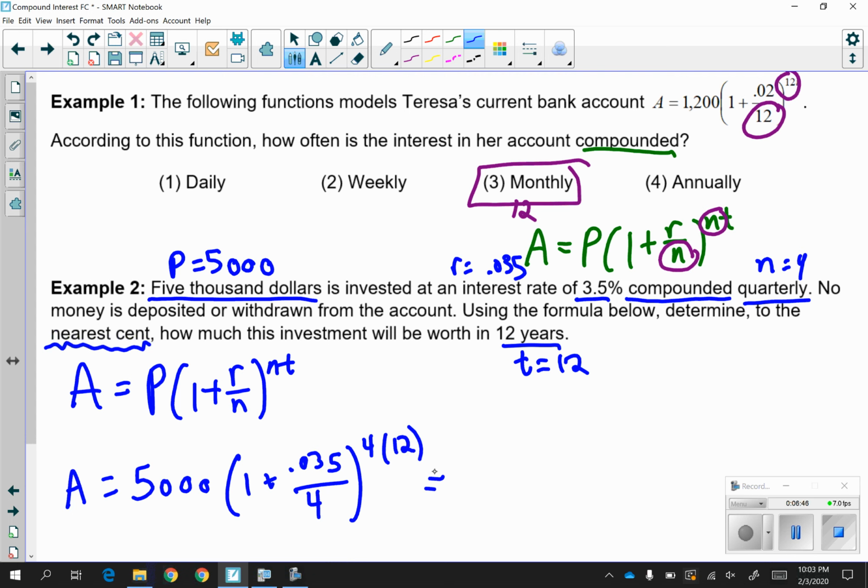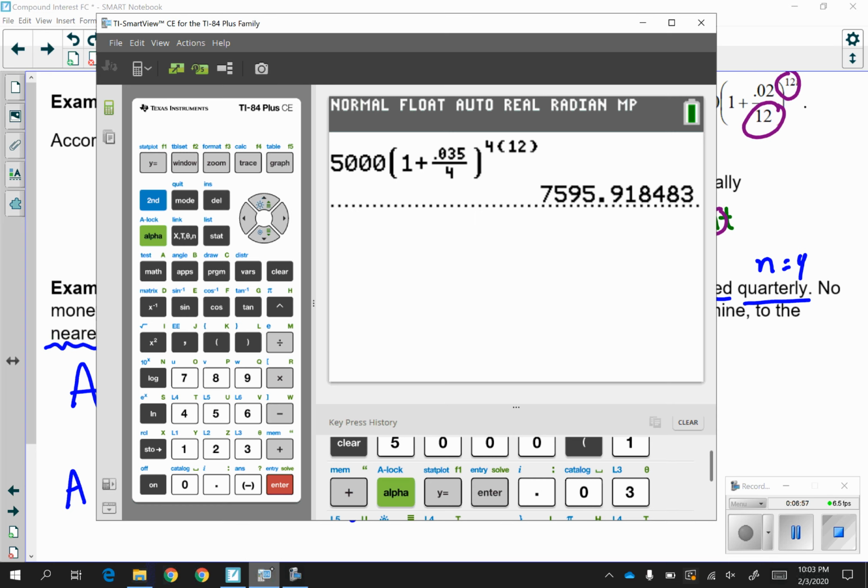Now, when you put this in the calculator, please make sure you use alpha y equals to get a fraction for the 0.035 over 4, and don't just use the division sign. This is what I mean. It should look exactly in the calculator as it does in the formula. And you'll see that we get $7,595, but they want us to round it to the nearest cent. The nearest cent is always the nearest hundredth, 2 decimal places. That means we're going to have 92 cents.